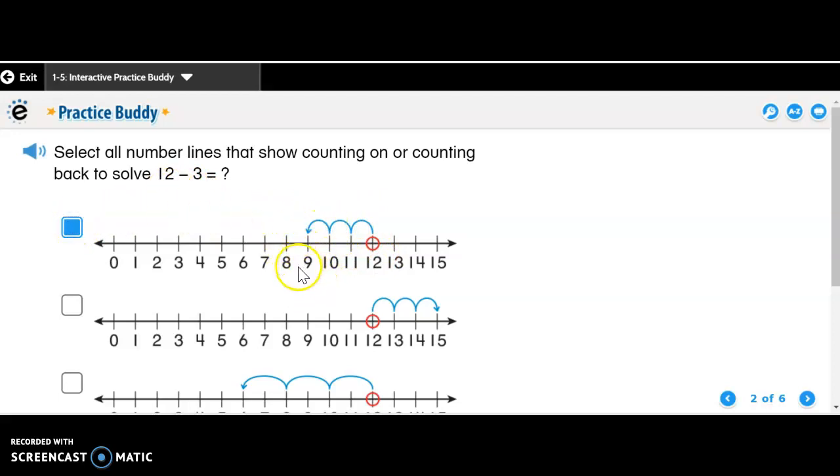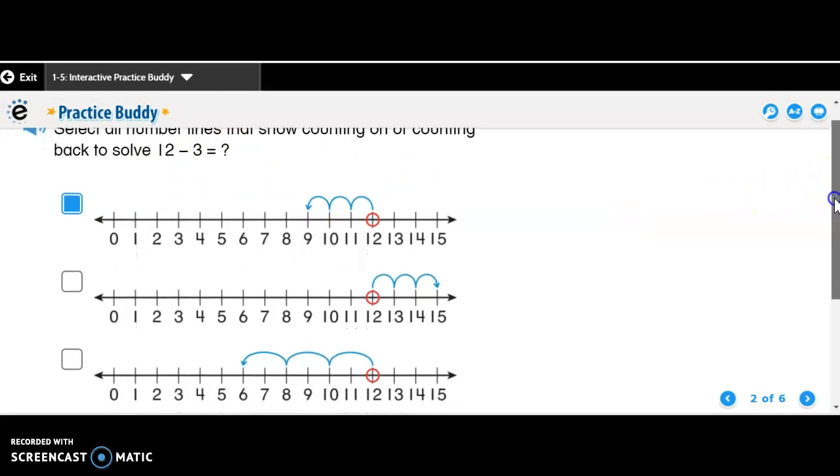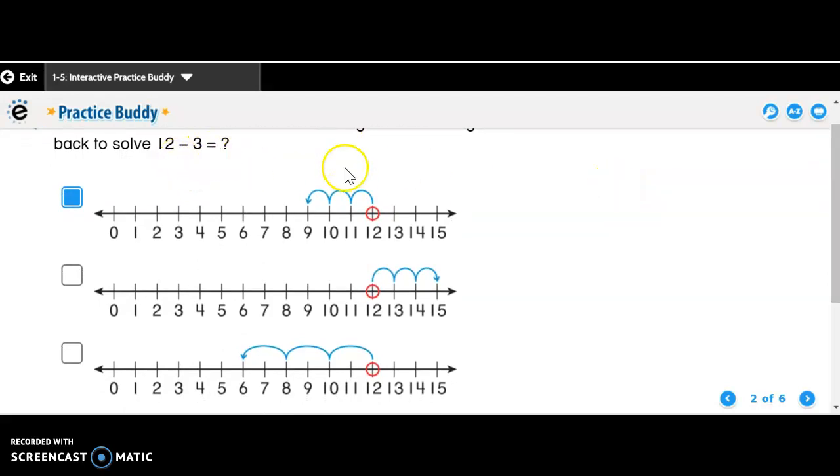So now we know our other part of our fact family. So we'll have 12, 3, and 9 are the numbers that we're looking at. Let's go ahead and look at the second number line and see if this one makes sense to us. So same equation, 12 take away 3. Let's see if this makes any sense. So here, okay, we're starting at the biggest number, 12. And what are we doing here? We're counting on 1, 2, 3, and that puts us at 15. Does that make sense? 12 plus 3 equals 15. Yeah, that one doesn't make sense. We're looking for 12 take away 3. So we're not going to check that one.